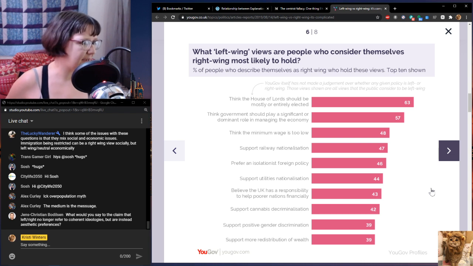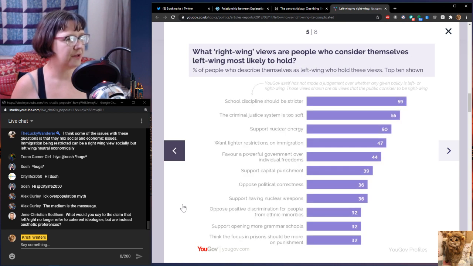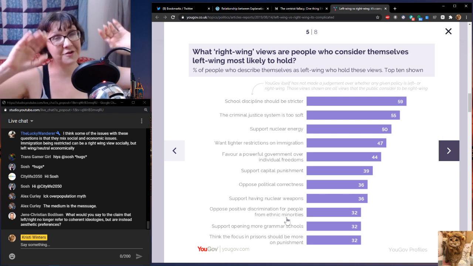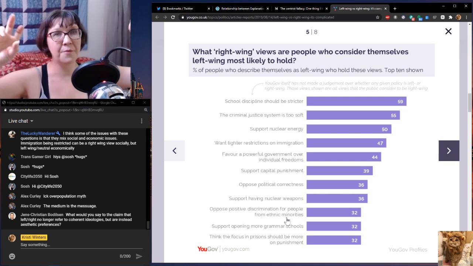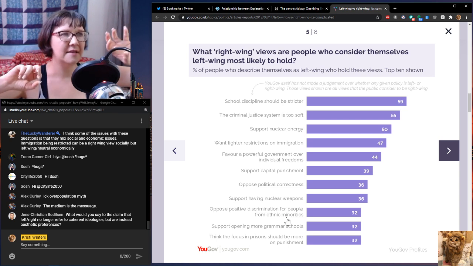This is interesting because you saw the last one about positive discrimination for people from ethnic minorities. I know from the British Election Study, there are two metrics: one is like a feminism-patriarchy metric, and the other one is like tolerance for minorities.